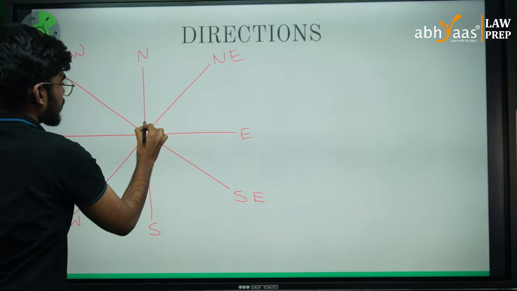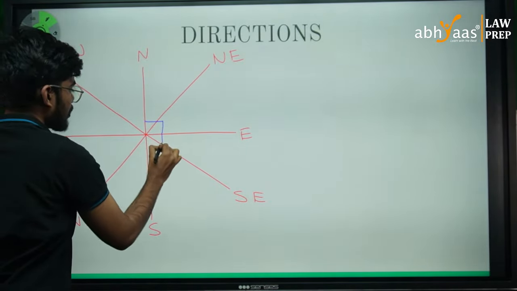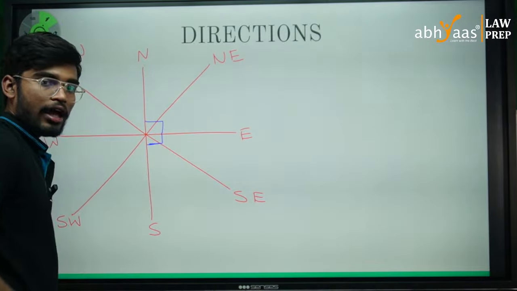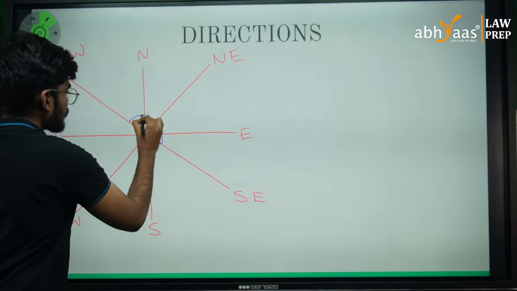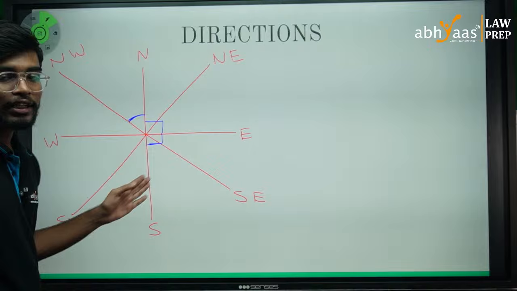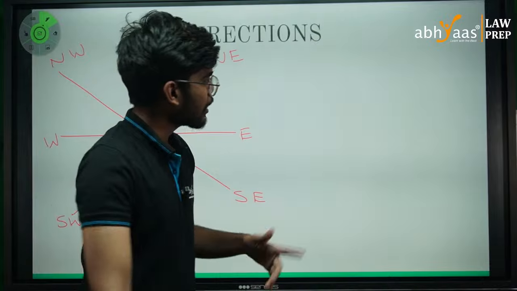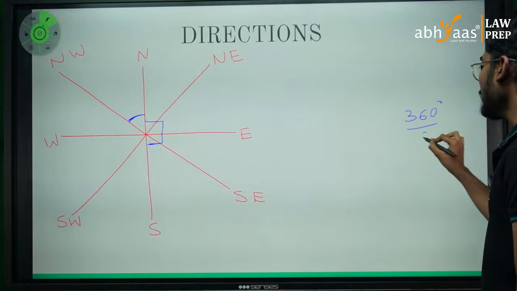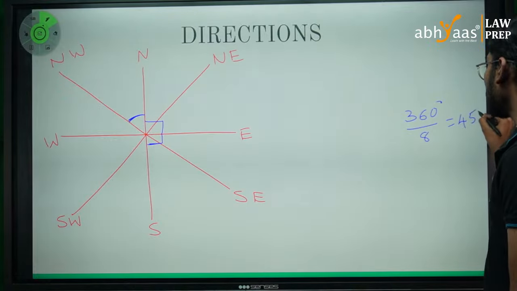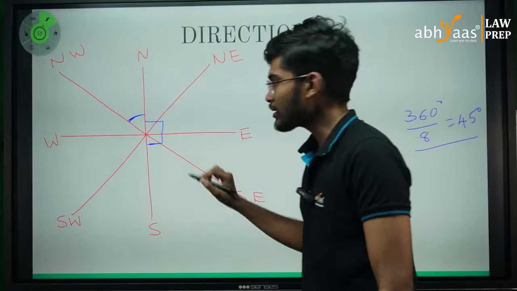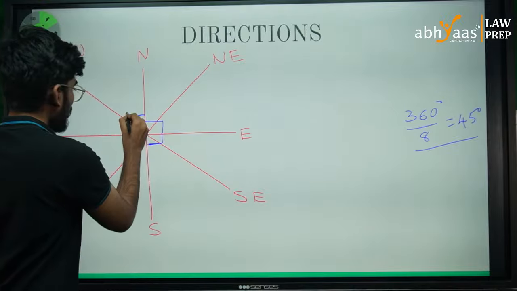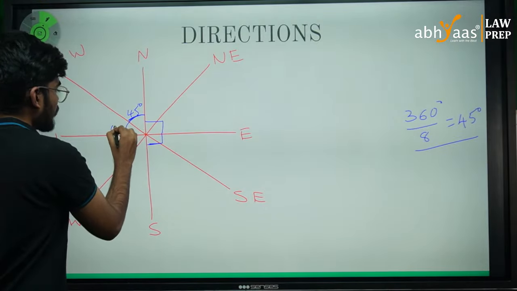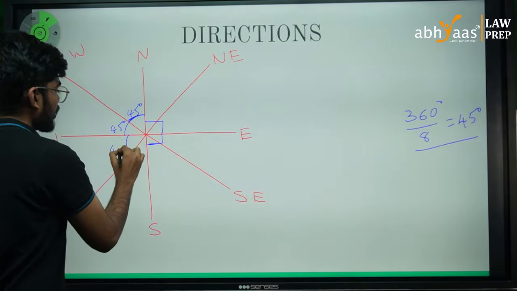See, this is a right angle. Similarly, this is a right angle, like that. And what about this part? It is 45 degrees. Why? If you include the subdirections, there are 8, so 360 degrees divided by 8 gives 45 degrees. Including the subdirections, each and every part is 45 degrees, and so on.